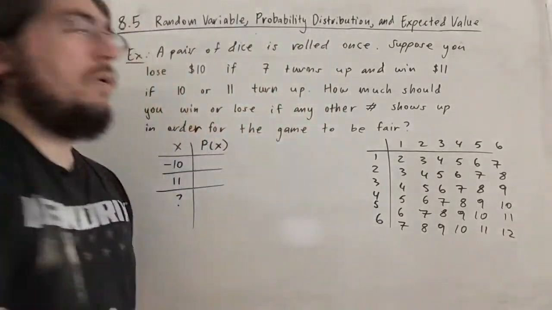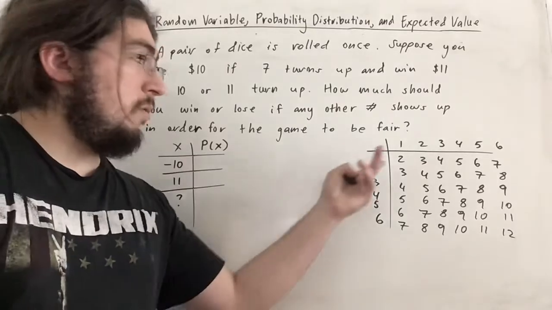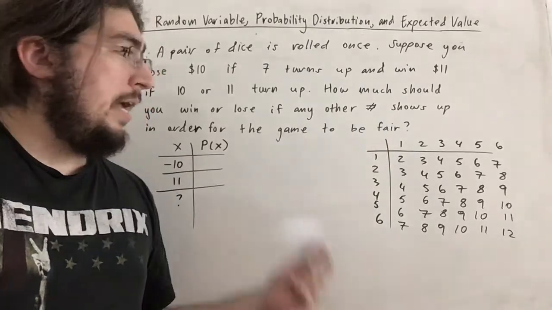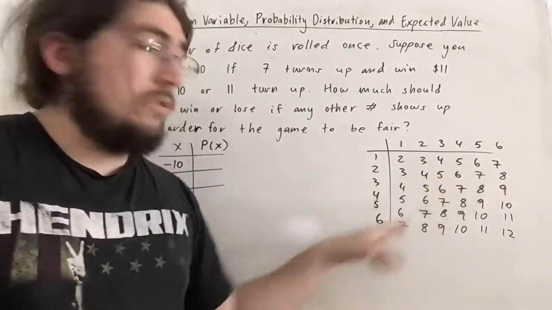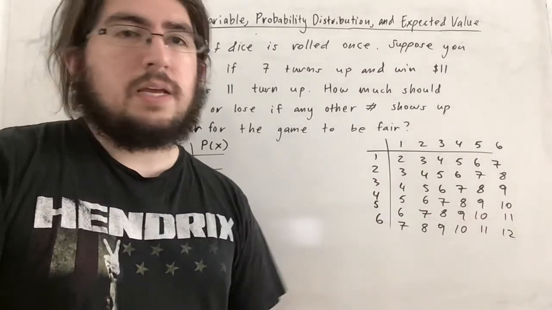So notice there's only one way to roll a 12, that's two 6s. There's only one way to roll 2, that's two 1s. And how many ways are there to roll a 7? Well, there's a total of 7 7s in this list, actually.